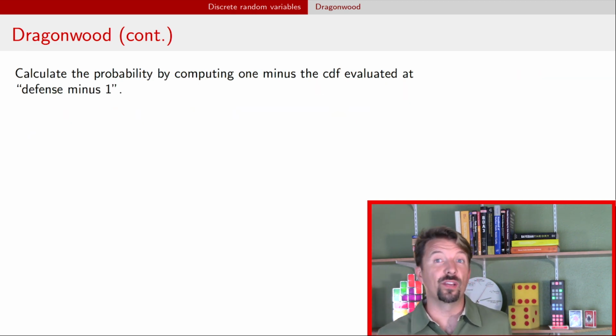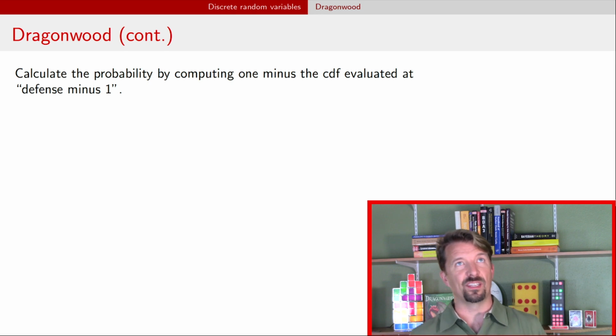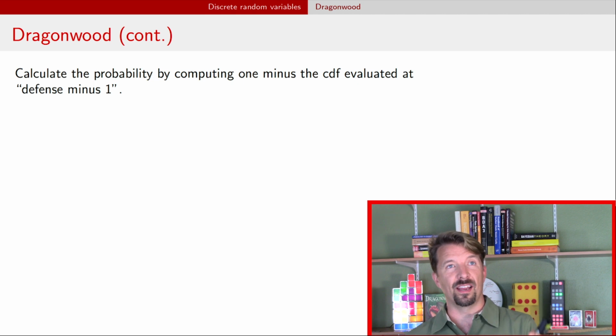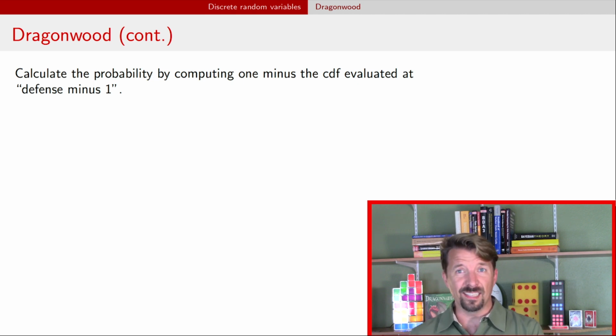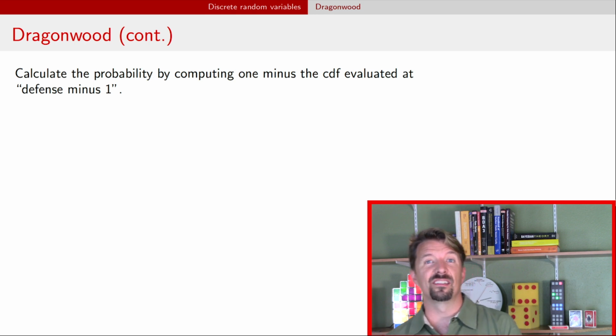Alright, so one thing you could do is calculate the probability that I'll be able to get this particular monster. Because the game says we have to roll dice that are equal to or greater than the defense, we can use the CDF from a couple of slides ago. The probability of being greater than or equal to 6 is 1 minus the probability of being less than or equal to 5, so that's the defense minus 1.